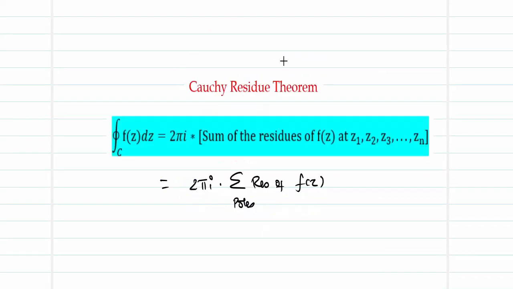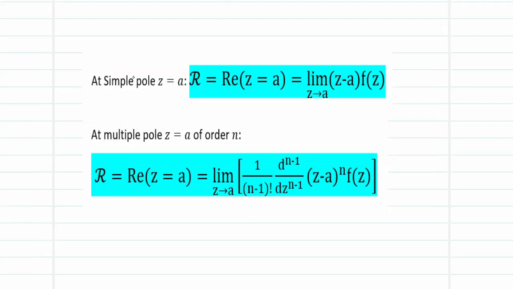We will take the prerequisites as the Cauchy residue theorem. It says the integral over the closed curve C, f of z dz, is 2 pi i times the sum of the residues of the function f of z at its poles. Now the residue can be evaluated as limit z tending to a of (z minus a) into f of z for a simple pole, and limit z tending to a of 1 by (n minus 1) factorial, d power n minus 1 by dz power n minus 1, that is the (n minus 1)th derivative, of (z minus a) whole power n into f of z for a multiple pole of order n.